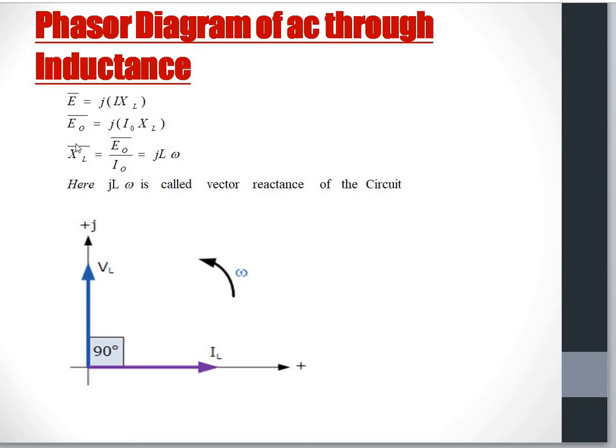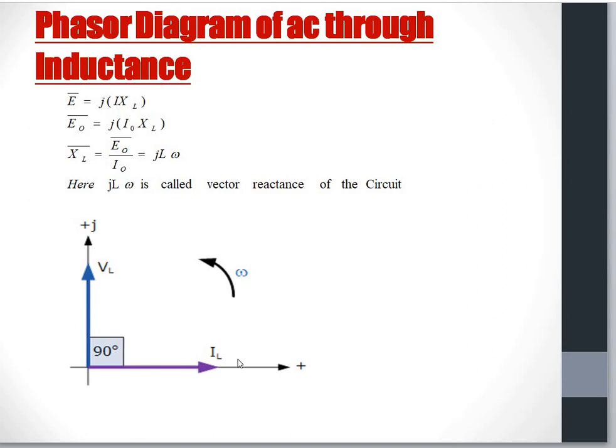Normally reactance is the term used for something which opposes the flow of current. Here it is an inductor, so this is known as inductive reactance. So this is given by E0 by I0, that is given by j into L. We already discussed these things. Here the current is taken along the x-axis. If we take current along the x-axis, in this case the voltage is along the y-axis, that is the complex axis. j is operating on I.